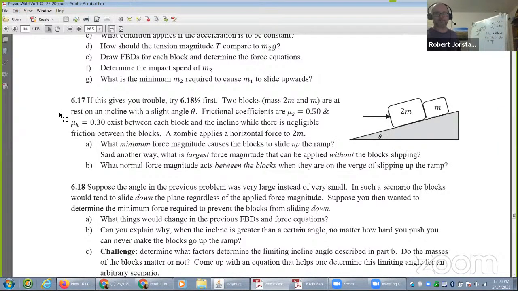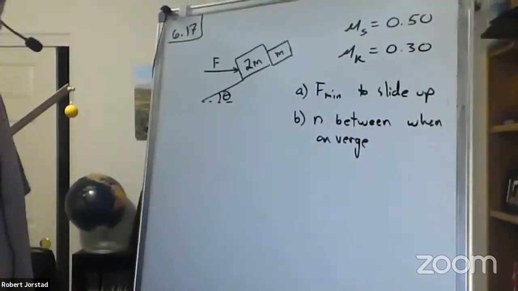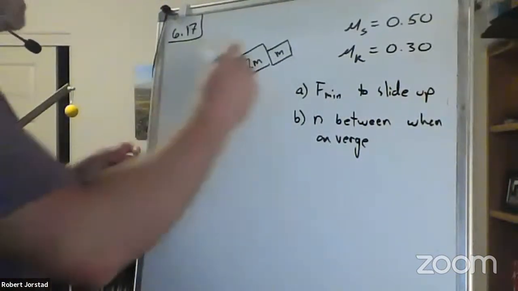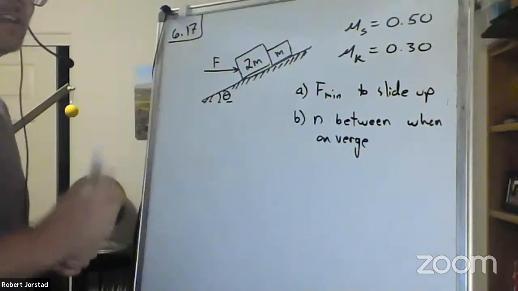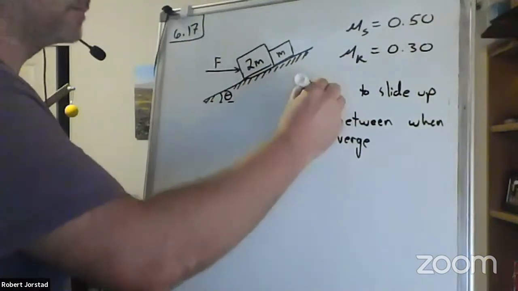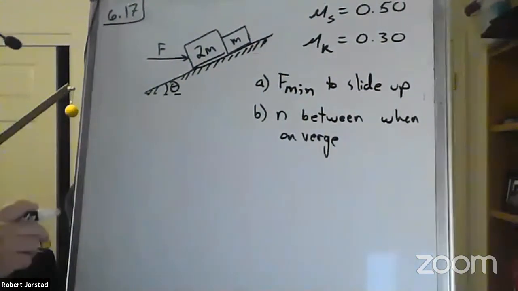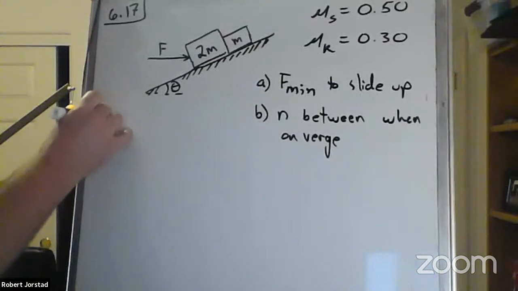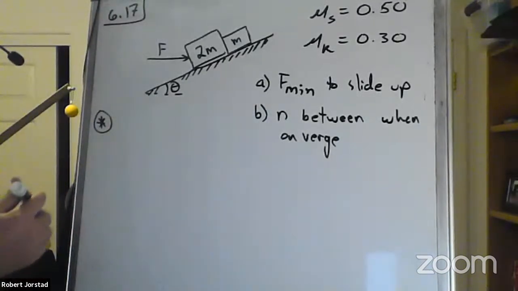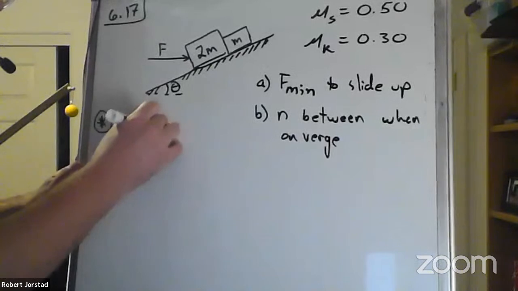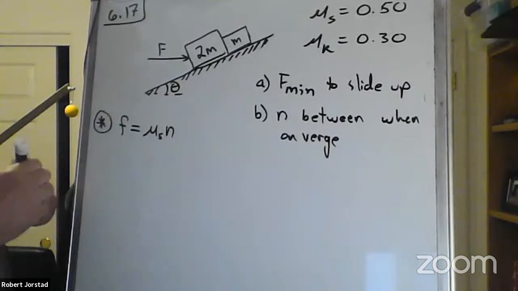Hopefully you've had a second to look at it. This was my summary of the problem. We've got some blocks sitting on an incline here. We're going to apply a force at an angle, and we're trying to find the minimum force to cause these to slide up. When you see that wording, ding, ding, ding: which force condition for friction applies for this problem? Static. Yes, we can say F equals mu static times the normal force. Okay, that's good.